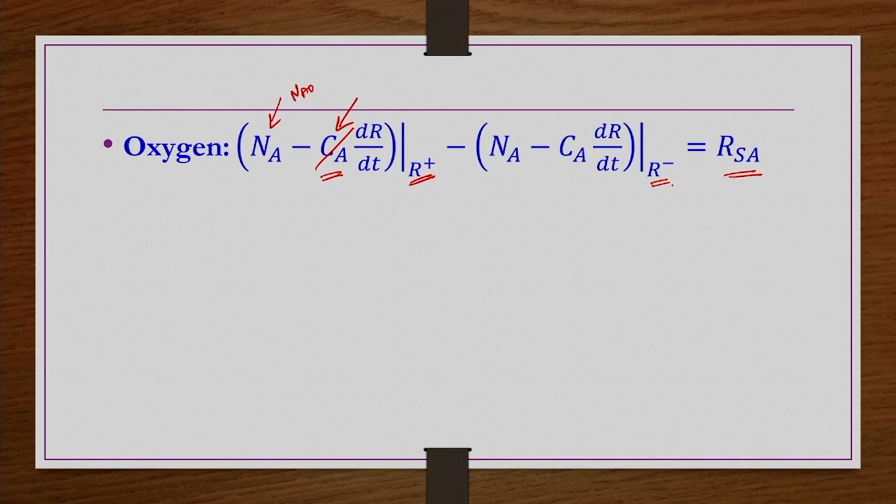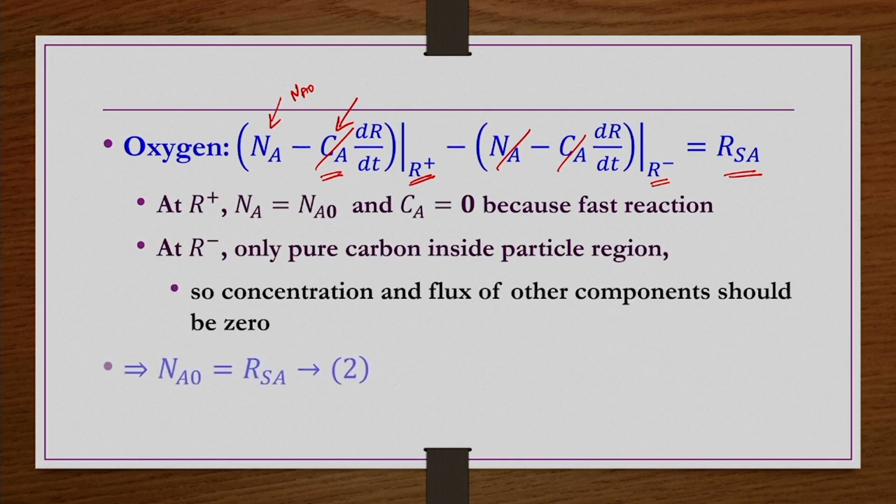And then R minus is towards the particle side. Towards the particle side there is no gas diffusing into, the gas is not penetrating inside the particle. Oxygen is coming and reacting on the surface, and then carbon monoxide is forming. That carbon monoxide is also diffusing back to the bulk gas stream, but it is not penetrating into the carbon particle. So, both Na and then Ca would be 0. That means Na at R is equals to R we are calling Na naught. So, Na naught is equals to Rsa. So, flux we related to the rate of reaction.